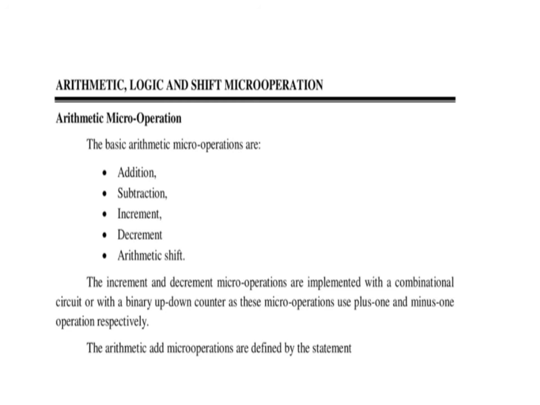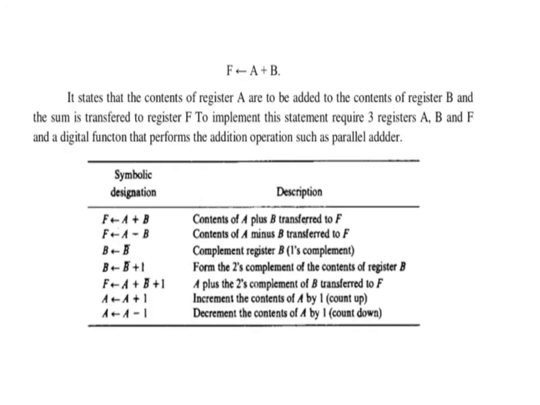Next is arithmetic, logic and shift operations. The basic arithmetic operations are addition, subtraction, increment, decrement and arithmetic shift. This is the main arithmetic operation. Suppose the operation to be performed is A plus B, and it is transferred to register F. That is, the content of register A is to be added to the content of register B, and the sum is transferred to register F. To implement this statement, it requires 3 registers and a digital function, that is addition. For this we are using a parallel adder.